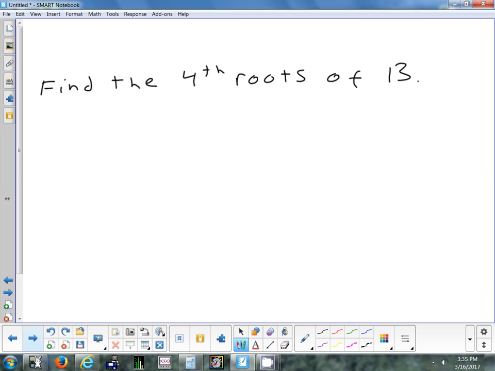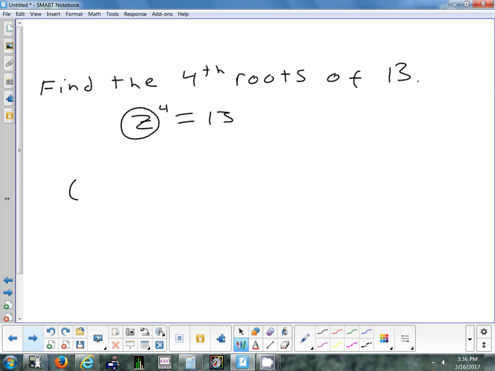What's the equation I have to set up to do that? I'll give you a hint. It has an equal sign. Z to the fourth equals 13. Yeah, z to the fourth equals 13. Now, what do we replace z with?